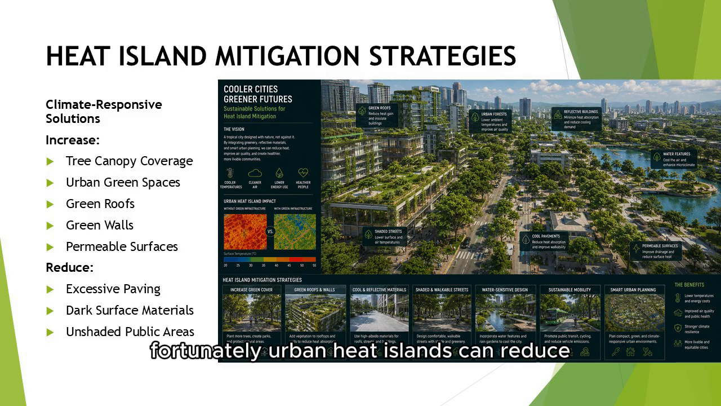Fortunately, urban heat islands can be reduced through thoughtful planning and design. One of the most effective solutions is increasing vegetation coverage. The trees cool environments naturally while also improving air quality and comfort. Other effective strategies include green roofs, green walls, reflective surfaces, permeable pavements, and shared public spaces.